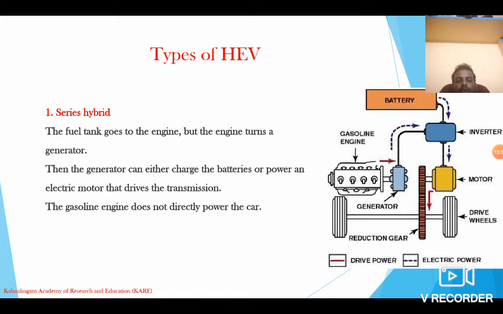Say for example, if you are using an AC generator, the inverter helps to convert AC to DC and store it in the battery, right? And then after the battery is completely recharged, we can drive the vehicle with the help of the electrical motor, where the power is transferred from the battery through the inverter, and then it reaches the electrical motor, right?